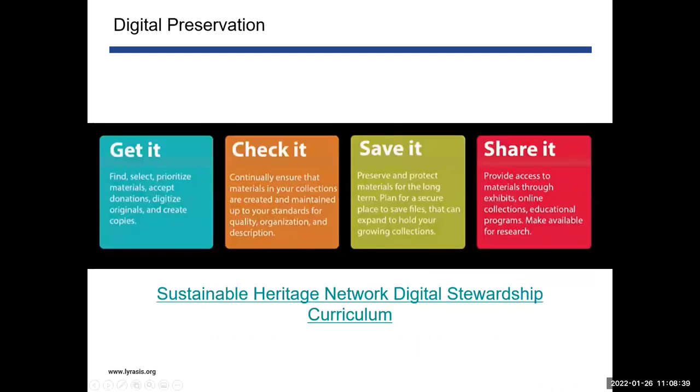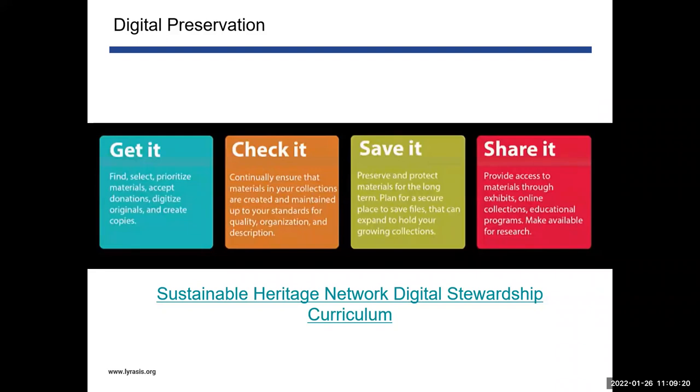If you're looking for a framework for digital preservation, this is my personal favorite. I think it's super easy to understand and makes a lot of sense. It's from the Sustainable Heritage Network Digital Stewardship Curriculum. Their framework is get it, check it, save it, share it. That's the whole framework. There's a lot more detail under each one, but it is a lot of what digital preservation is. You get an item, which in this case might be digitizing it. You check it continually, you save it so you make sure it is available in the future, and then you share it, importantly.